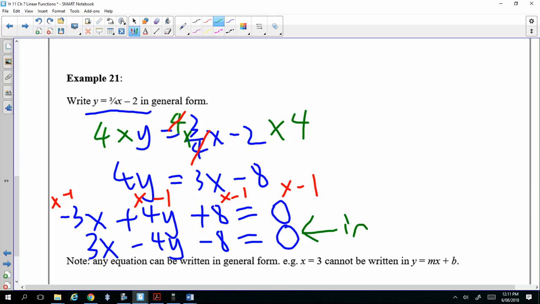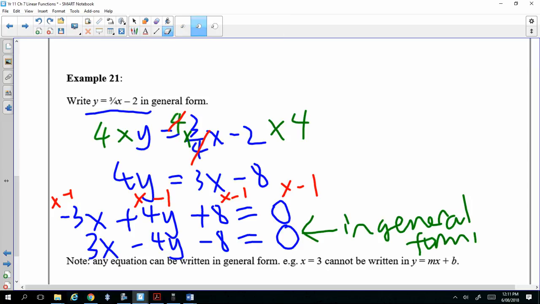And why do we need general form? That will be important later on in the course, where we'll learn extra formulas. But now, just remember this is called general form, and you need to know how to write it.